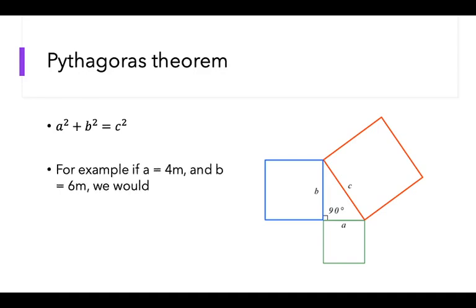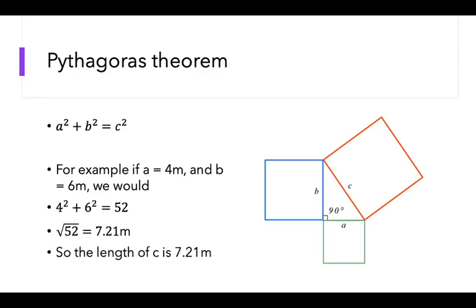For example, if A was 4 meters and B was 6 meters, we would do this, which is 4 squared plus 6 squared gives us 52. So the square root of 52 is 7.21 meters, because 52 is C squared. And so the length of C is going to be 7.21 meters. Now you can do this calculation for any size of any right angle triangle.